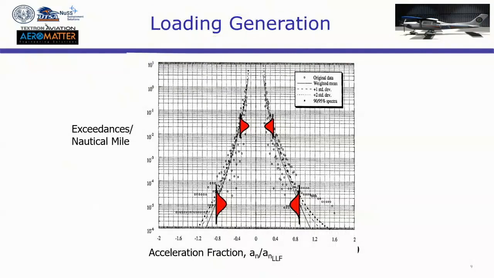This is how the exceedance curves look. In the x-axis, you have acceleration fraction, which is normalized by your limit load. And in the y-axis, you have the exceedance curves per nautical mile, okay? So what this is telling me is, if I have an acceleration fraction of 1.2, how many times am I exceeding that per flight. Then we use the flight velocity and flight duration to convert this y-axis to per flight. In that way, we can find the number of exceedances per flight at different stress levels. So what we do is convert this information into load pairs per flight.